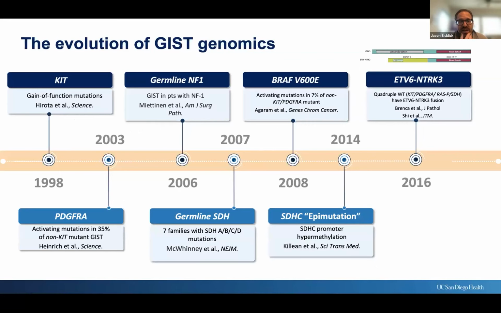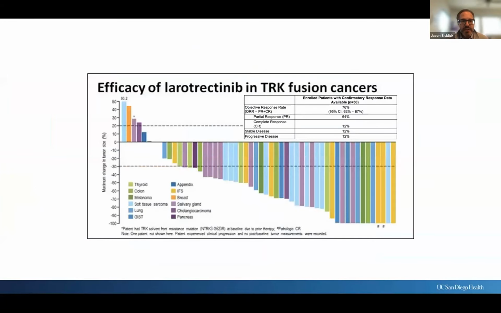And then finally, as time has evolved, we started understanding that there was a small subset of patients that were called quadruple wild type, meaning they were normal for KIT, PDGFRA, NF1, BRAF, SDH. We identified that these patients have gene fusions, meaning where two genes come together and one causes the other gene to turn on. So one of these is the ETV6-NTRK fusion. And it turns out that there's actually now two FDA-approved drugs for NTRK fusions.